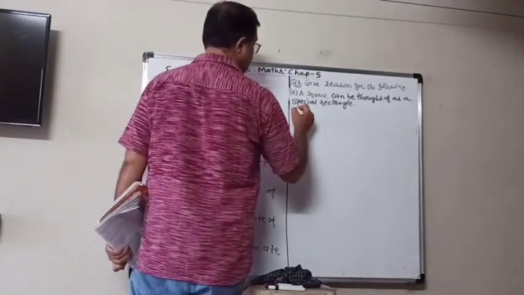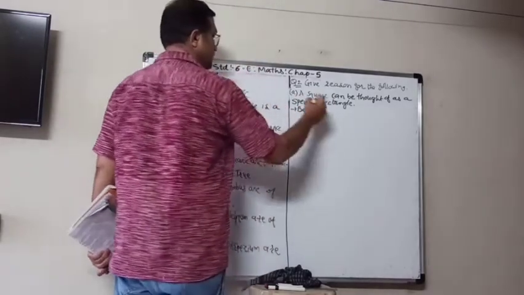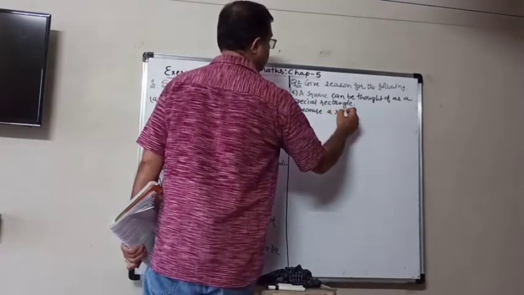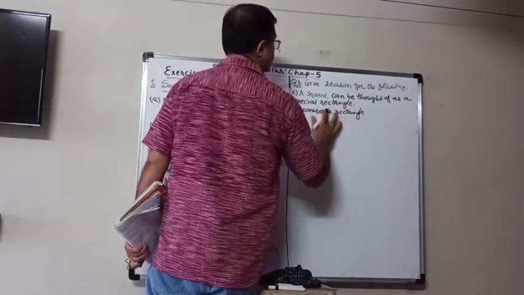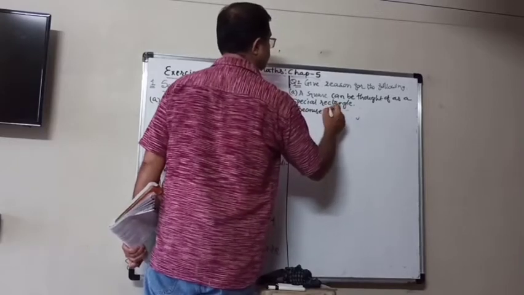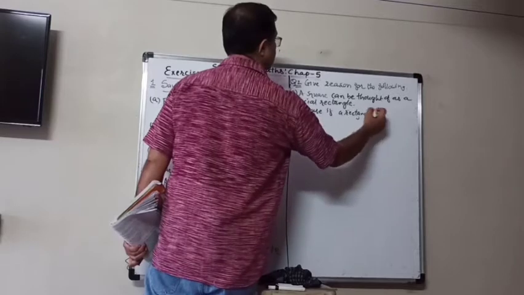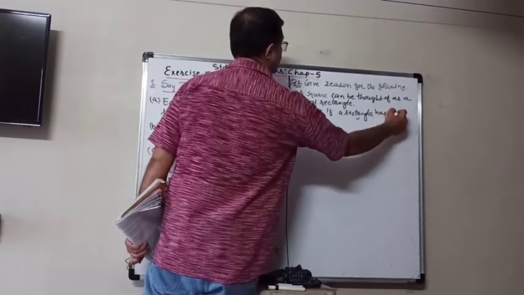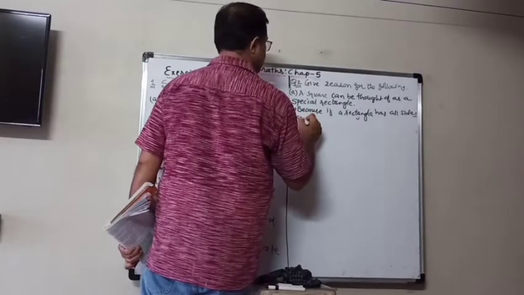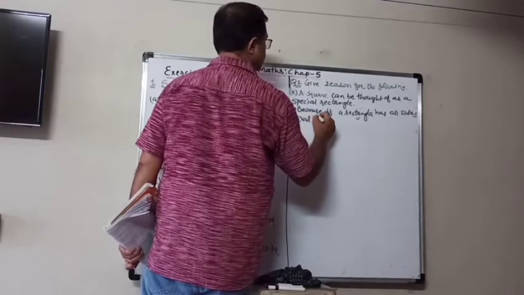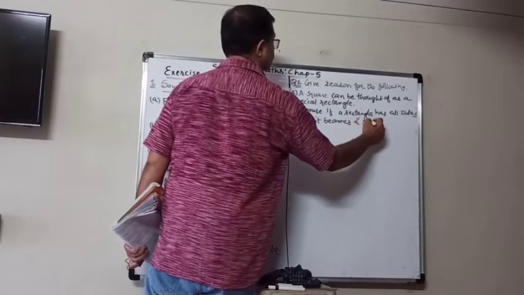So we write down, because if a rectangle has all sides equal, it becomes a square.